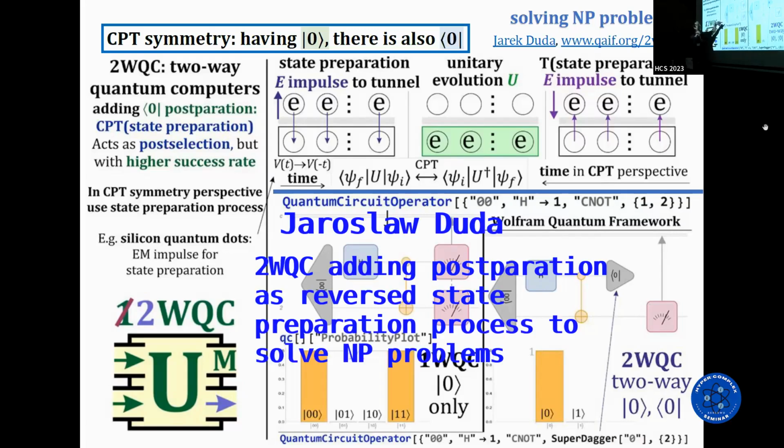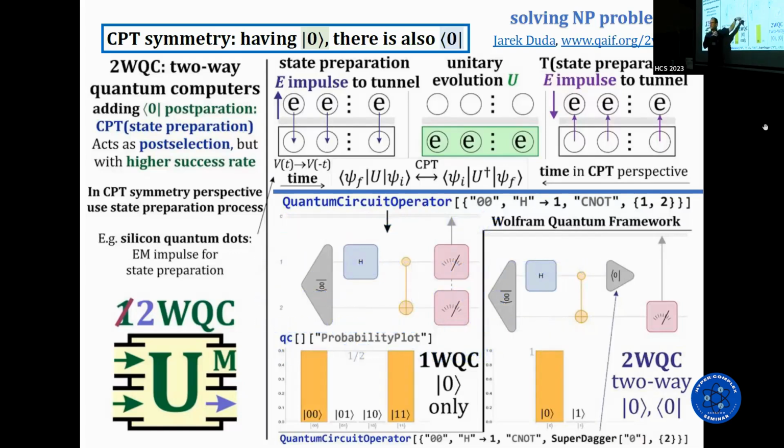Start with state preparation, perform some unitary evolution, and then measure. So we have time symmetry for this unitary evolution. However, we treat the boundary conditions in a different, asymmetric way. But the physics is believed to be symmetric, so maybe we could make it more symmetric. Yeah, so that's the idea.